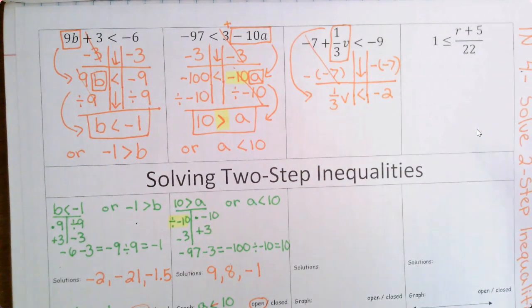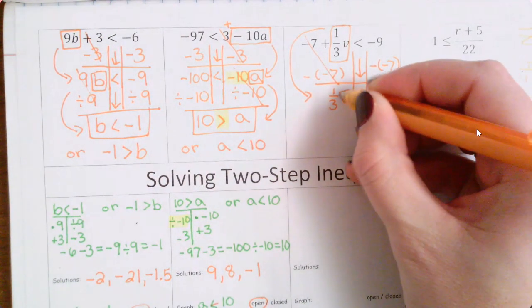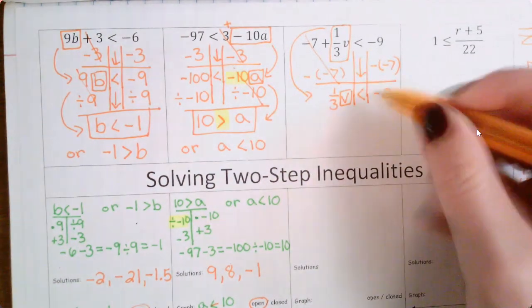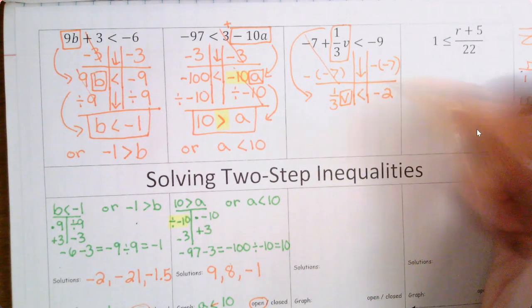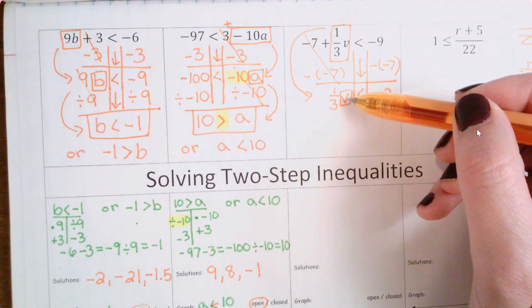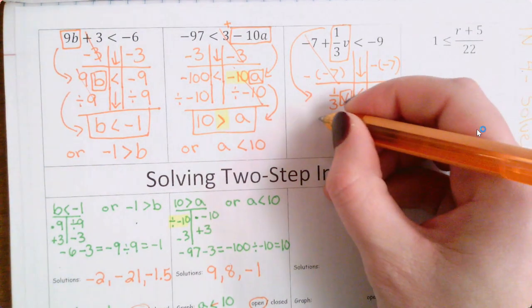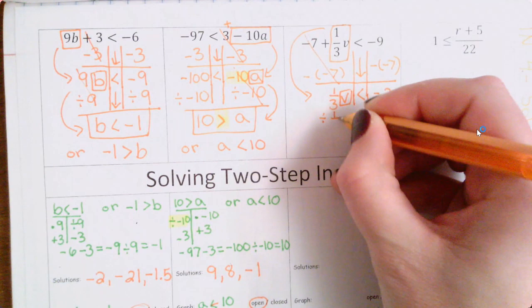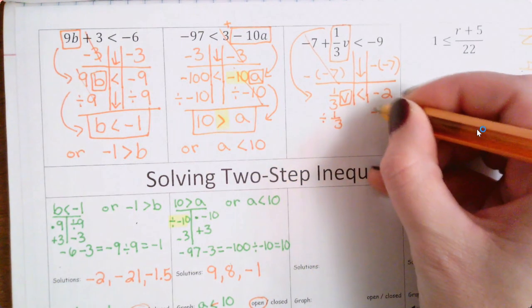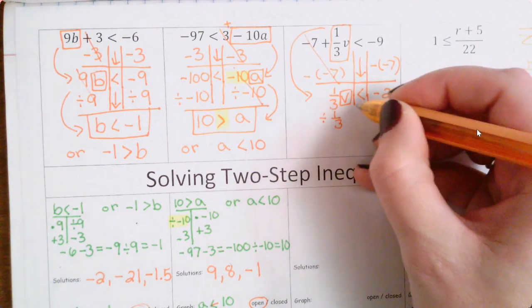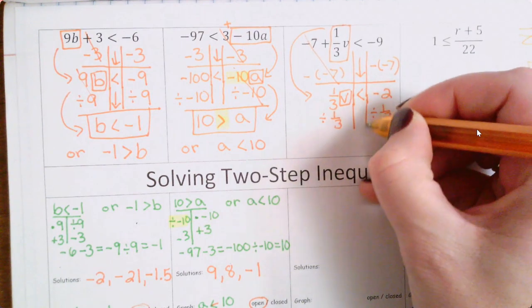So at this point, I will go ahead and box in my variable, and I want to get rid of the 1/3. Well, that 1/3, since it's the coefficient, is being multiplied by the v. So the opposite of multiplying by 1/3 would be to divide by 1/3. So I would divide by 1/3 on both sides and extend my railroad tracks.